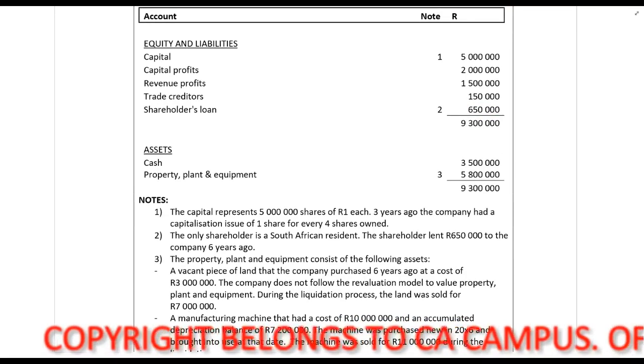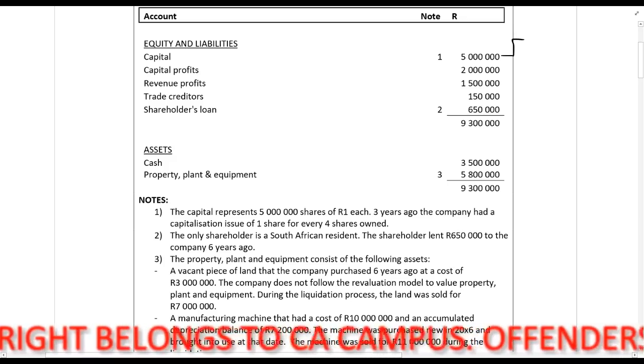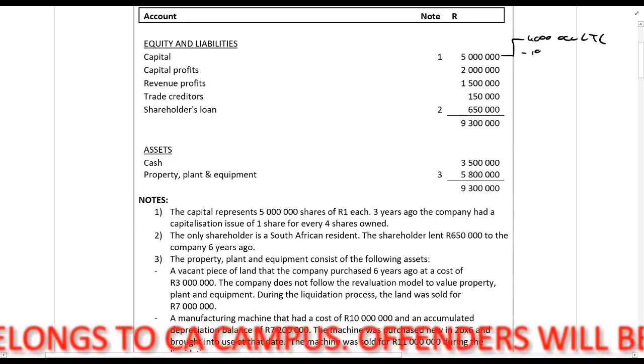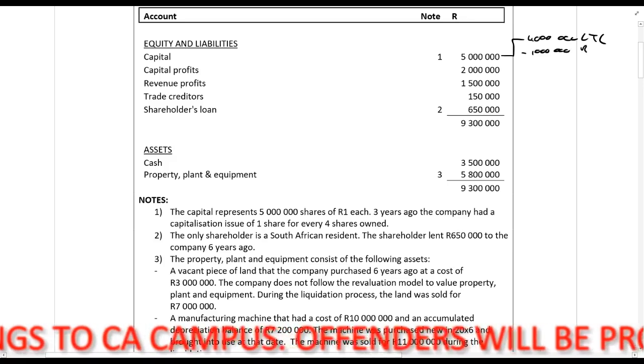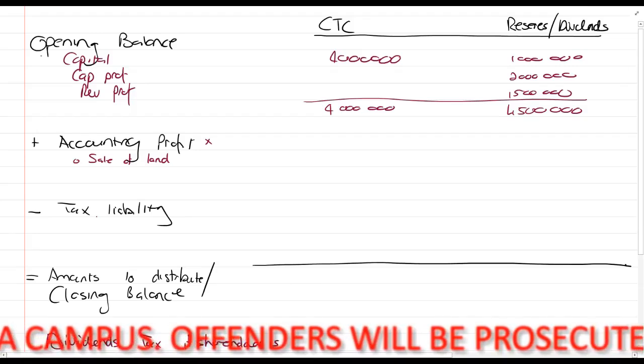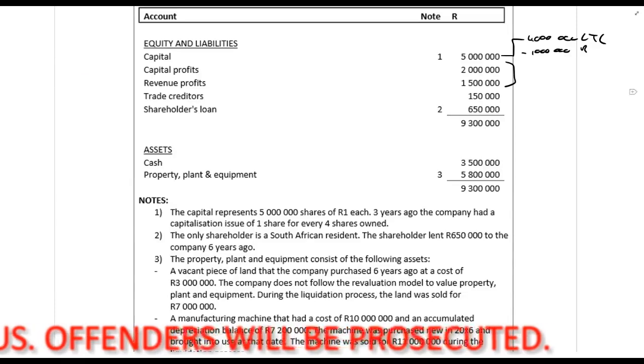Okay, so guys, same situation here. The capital profit, 4 million of that is contributed tax capital, 1 million of that is a reserve, the same with the rest. So I'm just going to show you quickly. The start's the same, everything is exactly the same here. I'm not going to talk about that. Let's talk about the differences.